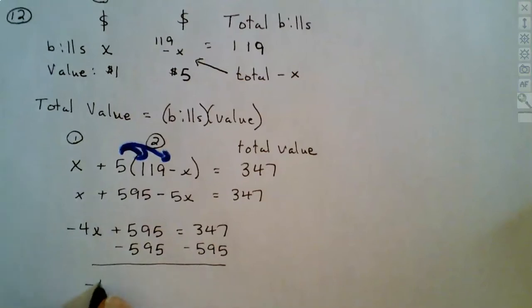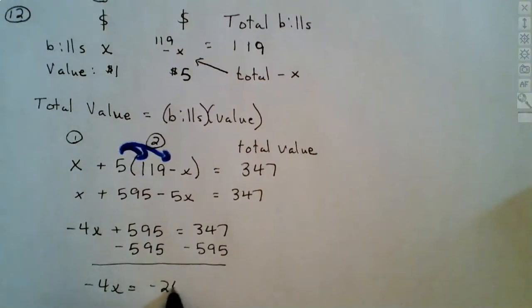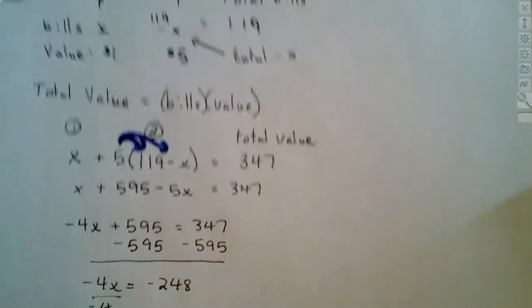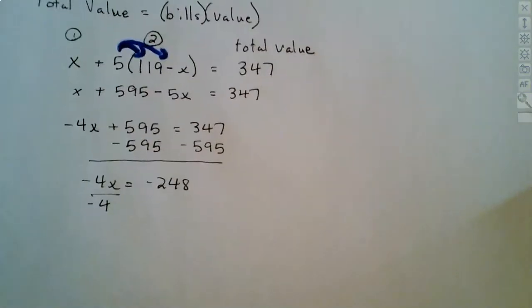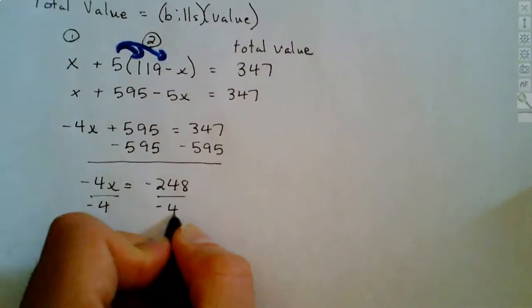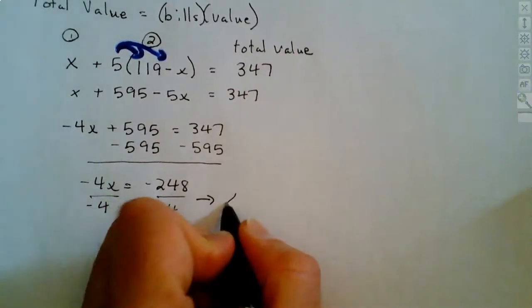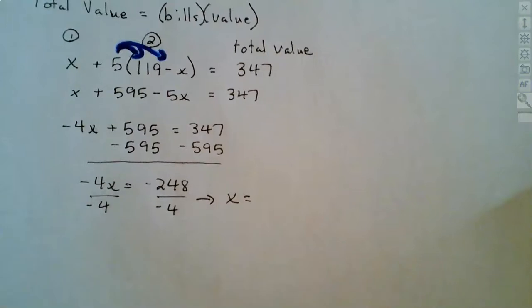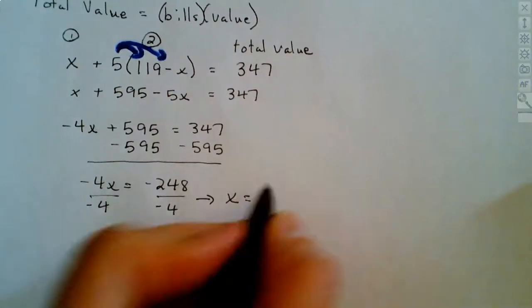That leaves you then with a minus 4x equals now minus 248. We'll divide by our negative 4. And negative over negative makes it a positive. So now our value of x is going to then be 62.